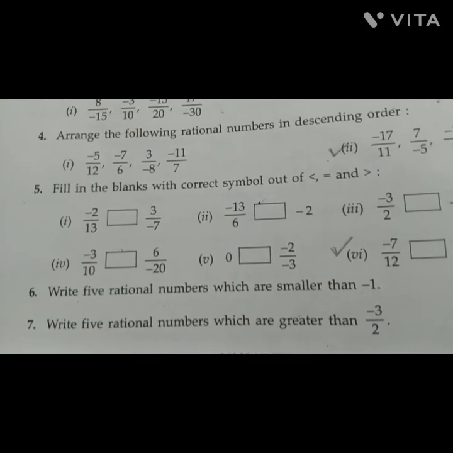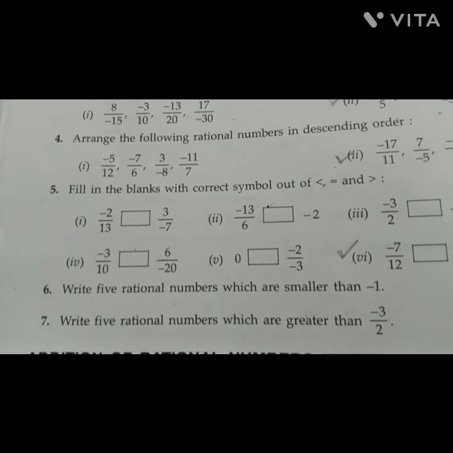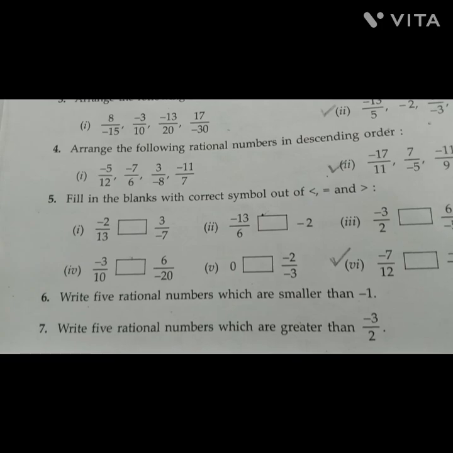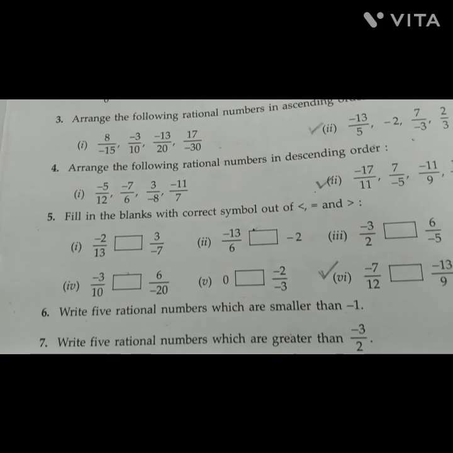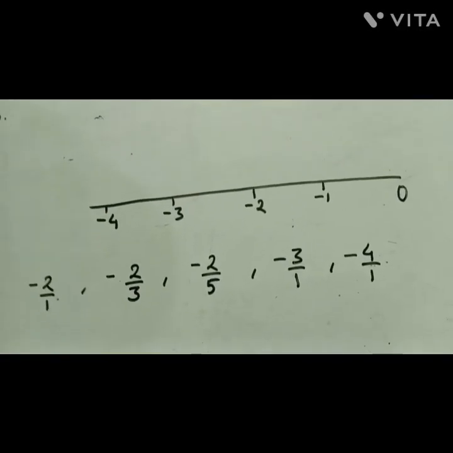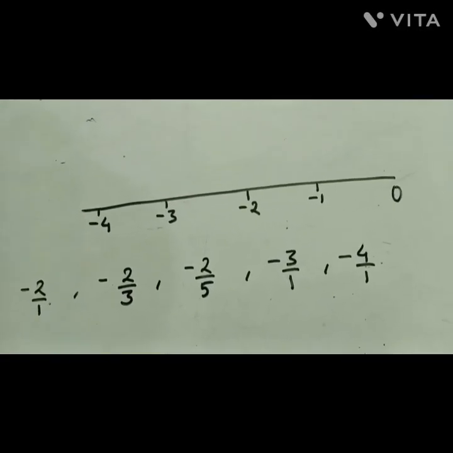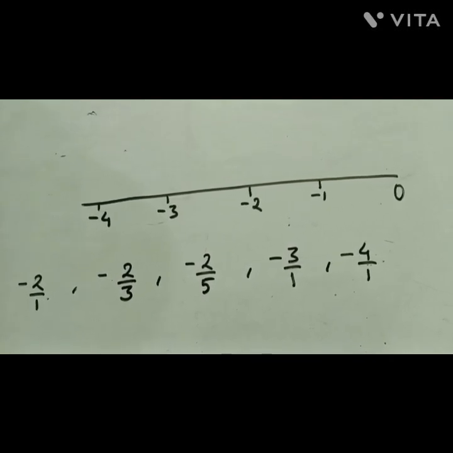We proceed to the next question. Write 5 rational numbers which are smaller than minus 1. Let's do it. So we have to write 5 rational numbers which are less than minus 1.